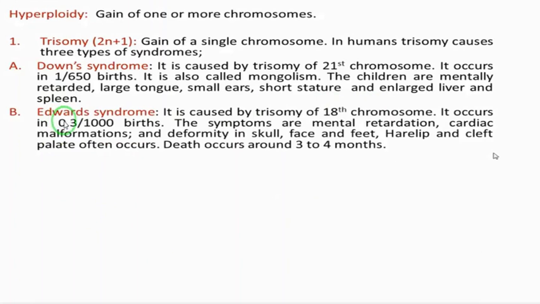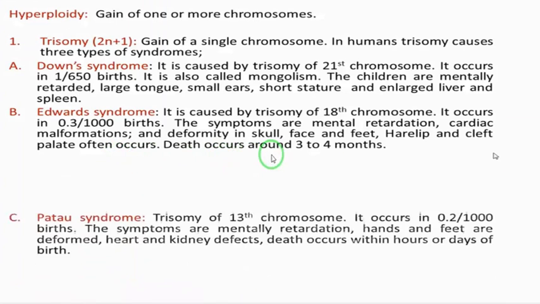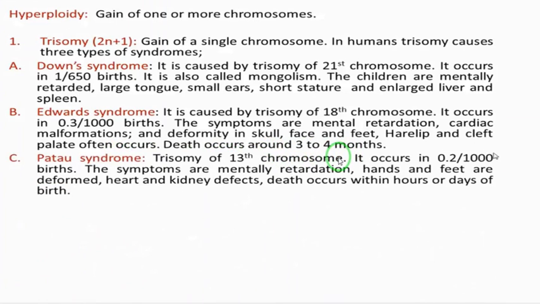The second disease, Edwards syndrome. It is caused by trisomy of the 18th chromosome, that is the addition of a chromosome in the 18th pair. It occurs in 0.3 per 1000 births. The symptoms are mental retardation, cardiac malformations and deformity in skull, face and feet. Hair lip and cleft palate often occur. Death occurs around 3 to 4 months.